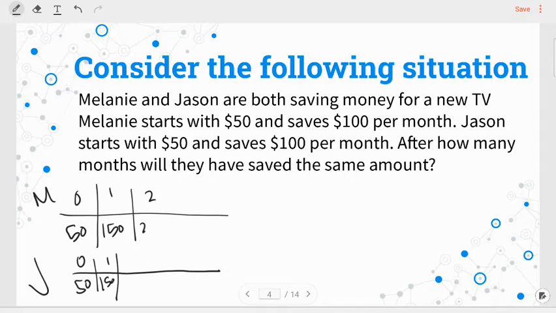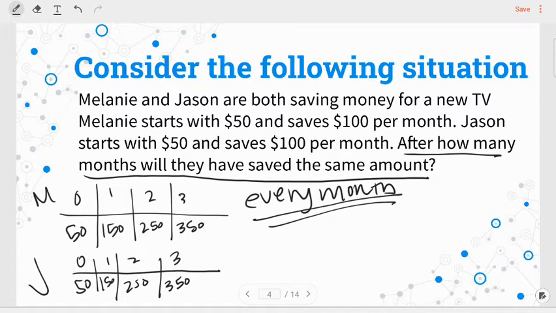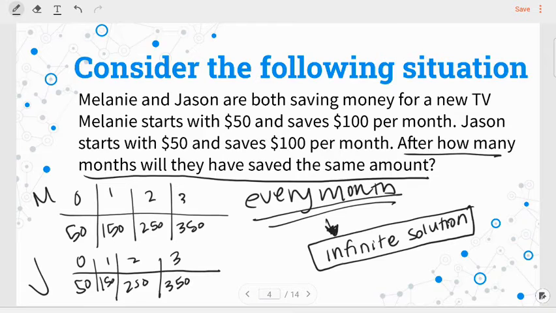And what do you think that pattern is going to do? At month 2, they're going to have the same amount. And at month 3, they're going to have the same amount because they started with the same amount and they're continuing to add the same amount. So when they ask how many months will they have saved the same amount, the answer is every month. Every month they're going to have the same. In math, we say that there are infinite, meaning more than you can possibly name, infinite solutions. This is our second type of special solution.